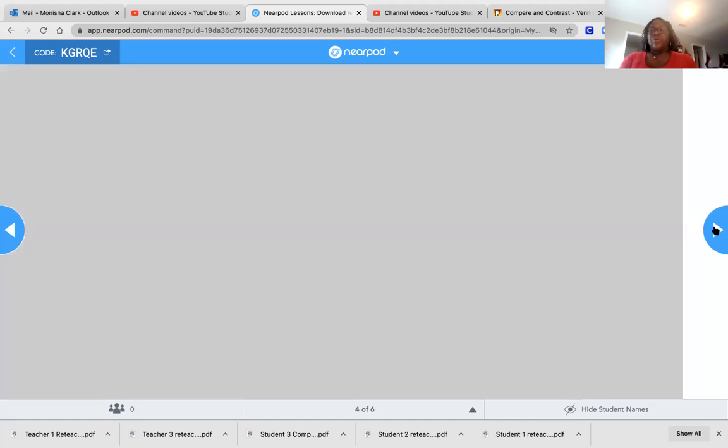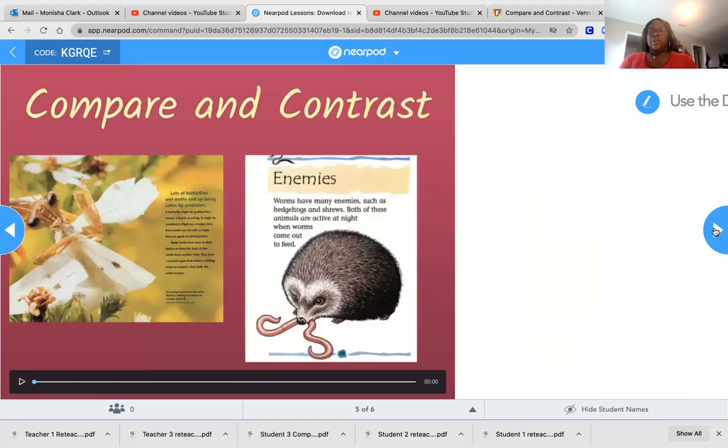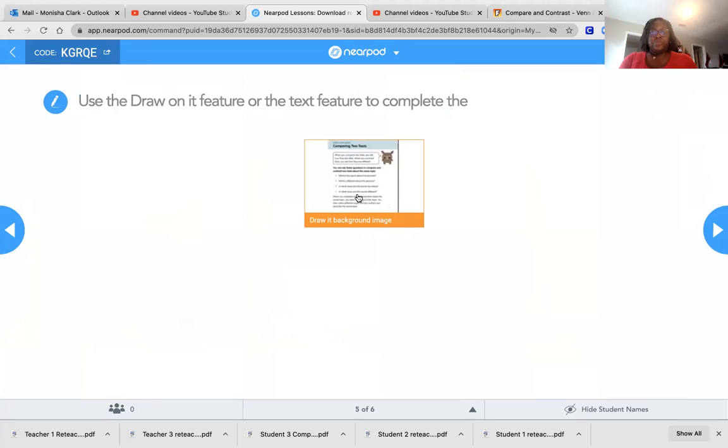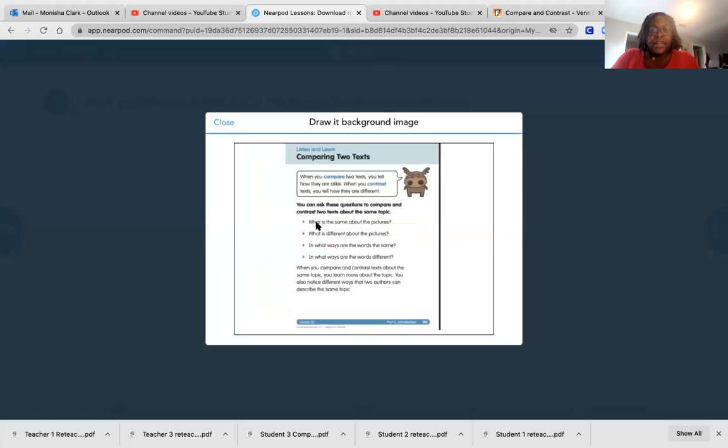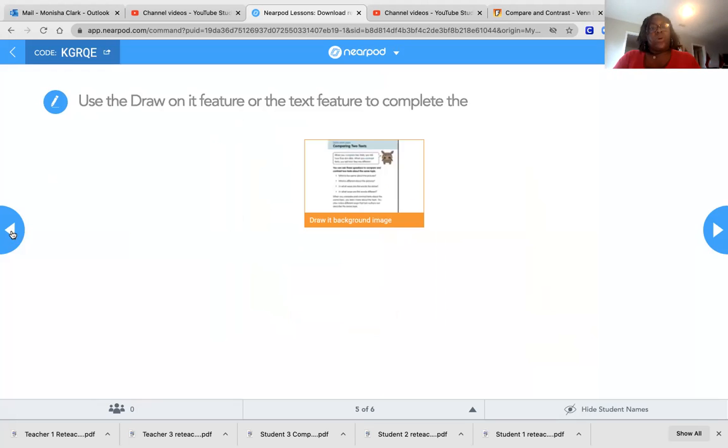Before we do, I want to show you guys, you need to come here and with the text feature, write how they are different. They're both the same because they show an animal being eaten. What is different about the pictures? One picture is a photograph and the other is a drawing. Let's look at our next two questions.